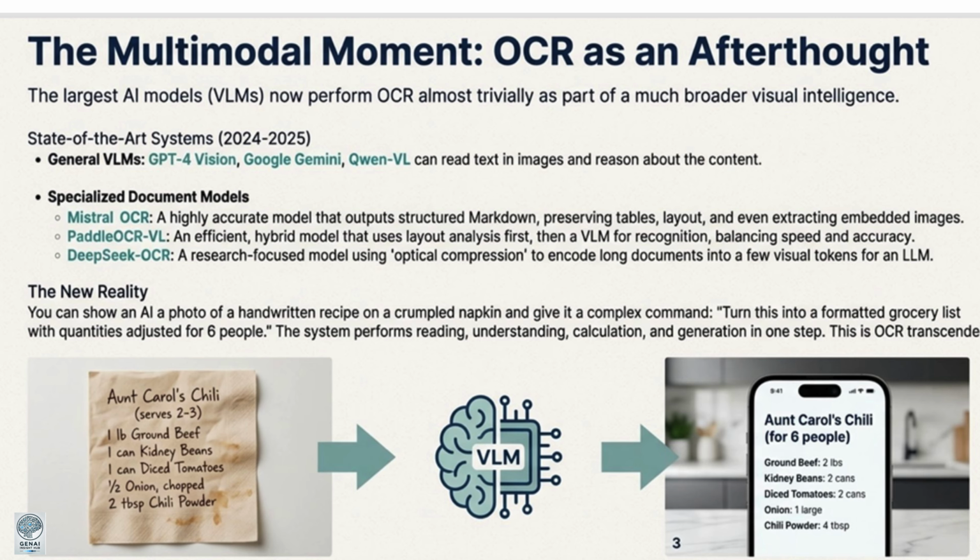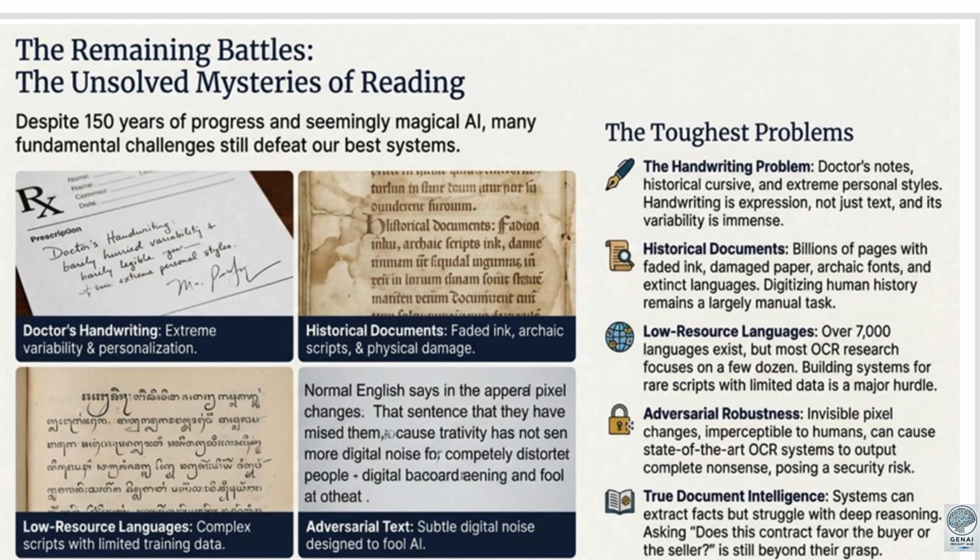OCR becomes automatic with vision language models. Models like GPT-4 Vision, Gemini, and Qwen-VL read images naturally. OCR becomes just one small skill inside a bigger model. Specialized models like Mistral OCR and Paddle OCR VL exist. They extract structured text and layouts. DeepSeek OCR compresses long documents, which helps process large files quickly. A handwritten recipe passes into a VLM and becomes a clean digital list. The AI performs reading, understanding, and formatting in one step.